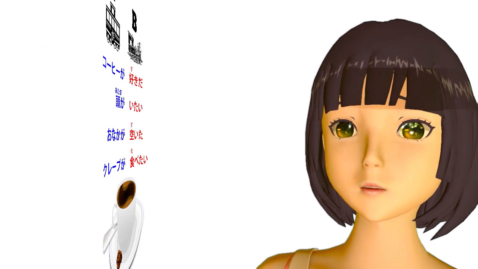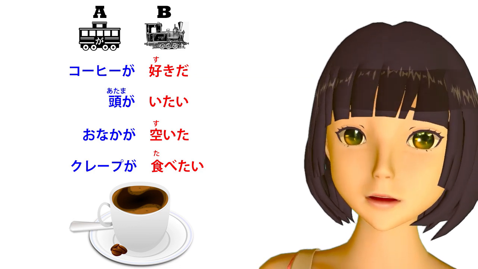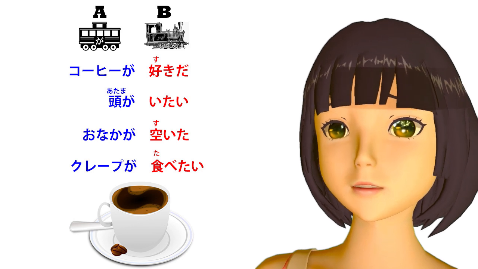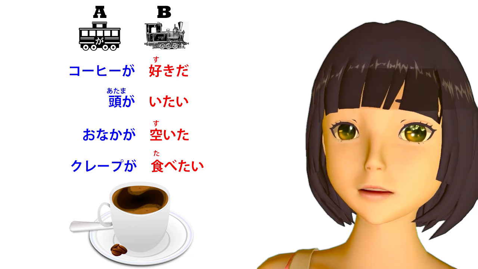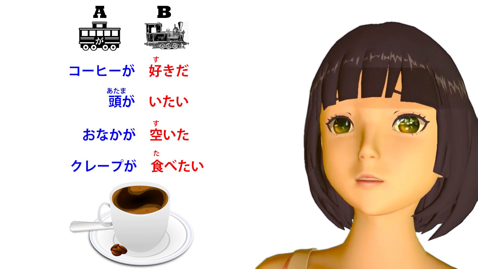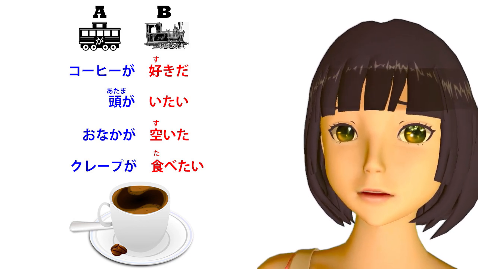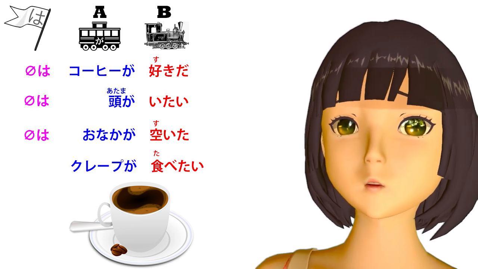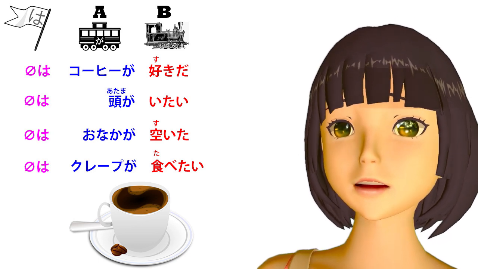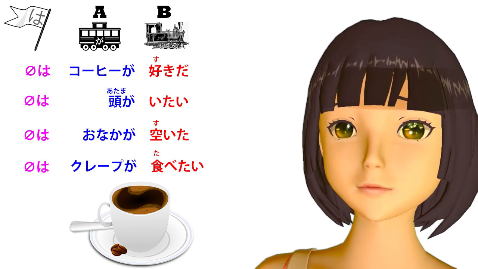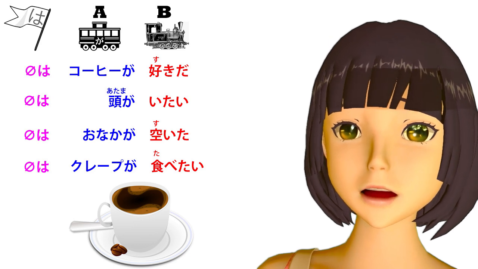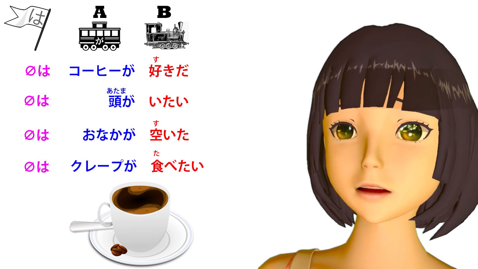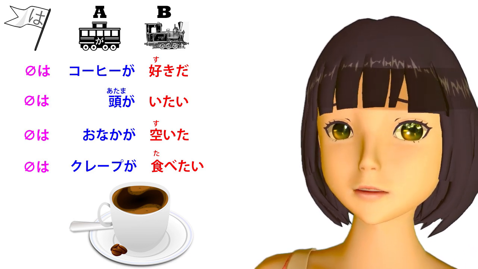So in sentences like, kohi ga suki da, atama ga itai, onaka ga suita, krepu ga tabetai, all of these are complete logical sentences. Coffee is likable, head hurts, stomach is empty, crepes are eat wanted. In each case, we have an A car, we have a B engine, we have a complete logical clause. But while it's logically complete, it isn't grammatically complete without understanding that there is also an invisible wa marked topic. Zero wa kohi ga suki da, zero wa atama ga itai, zero wa onaka ga suita, zero wa krepu ga tabetai. In relation to me, coffee is likable, pleasing. In relation to me, head hurts. In relation to me, stomach is empty. In relation to me, crepes are eat want-inducing.